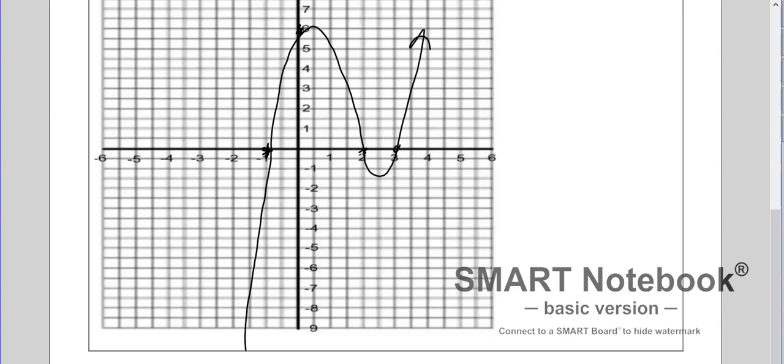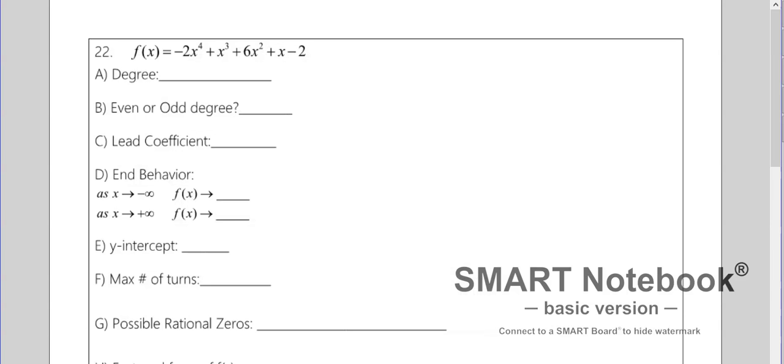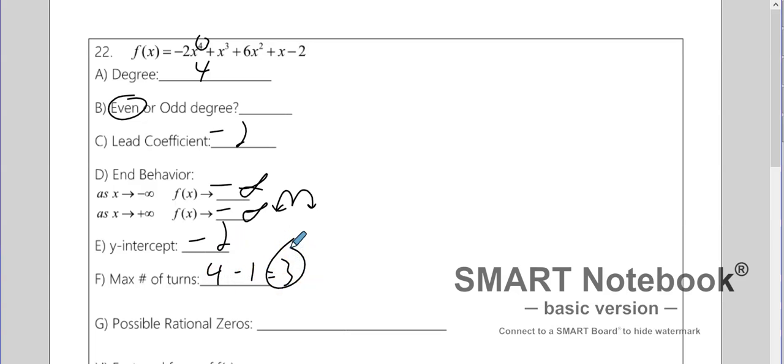And last but not least, 22. So, degree 4. That's even. It's a negative, so we know it's going to be like an m, both going towards negative infinity. The y-intercept, plug in 0, you get -2. Maximum number of turns, 4 minus 1, that's 3.